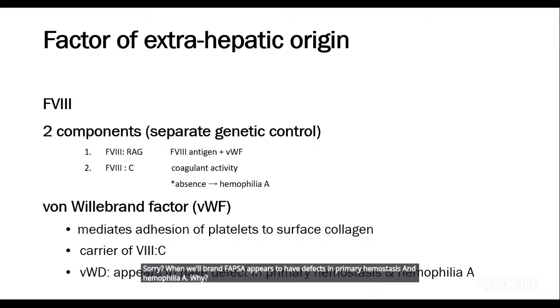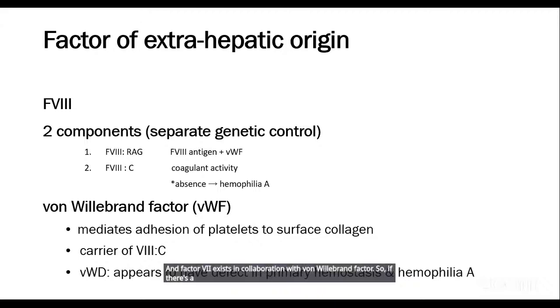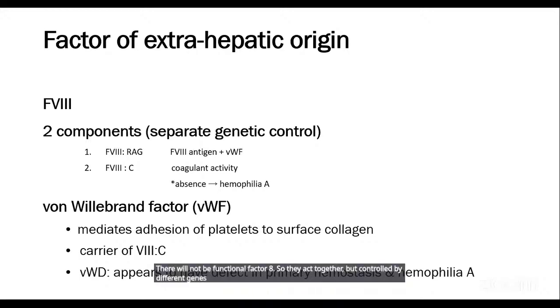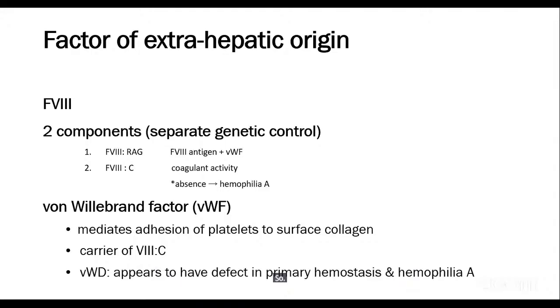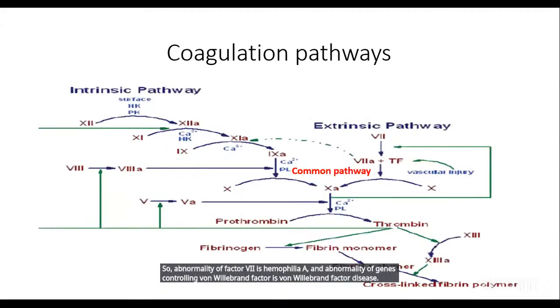Why? It's because hemophilia A is actually the deficiency of factor 8. And factor 8 exists in collaboration with von Willebrand factor. So if there is a genetic defect that affects the synthesis of von Willebrand factor, then of course, there will not be functional factor 8. So they act together, but are controlled by different genes. And if either of the genes is affected, then that will lead to an abnormality. So abnormality of factor 8 is hemophilia A, and abnormality of genes controlling von Willebrand factor is von Willebrand disease.